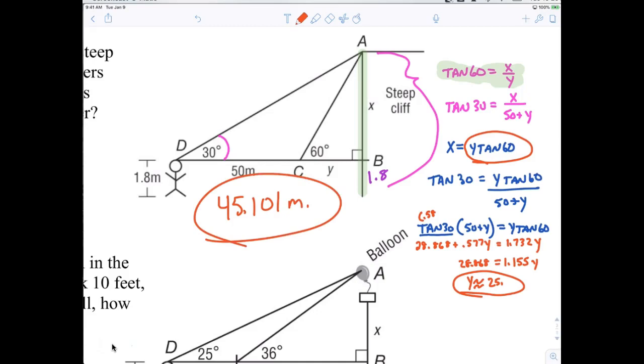Now again, I didn't do the final step with you, so I want to make sure you're hearing me. X was equal to whatever the y was, which was 25 times tangent of 60. Is everybody happy with that? But we had to account for the height of the person, which is what? 1.5. So I added 1.5 to the final. So is everybody comfortable with that answer being about 45.1? Anybody have any issues?